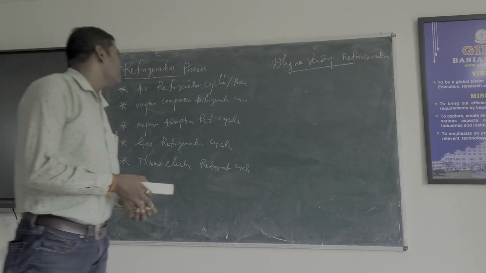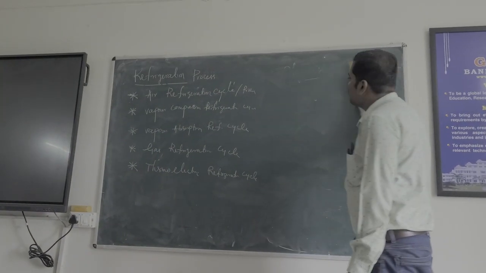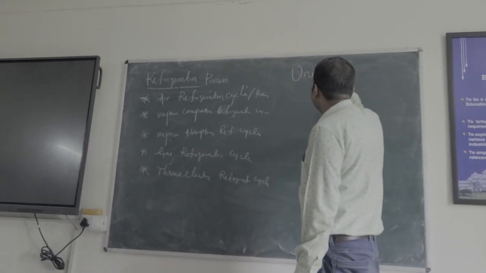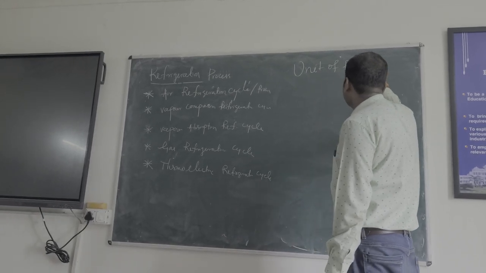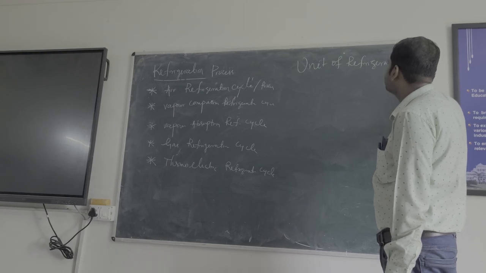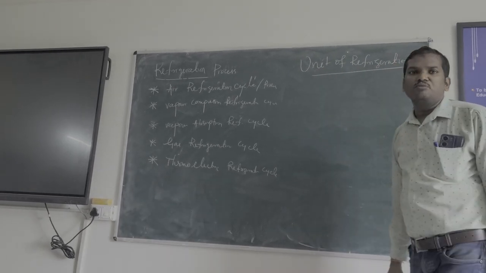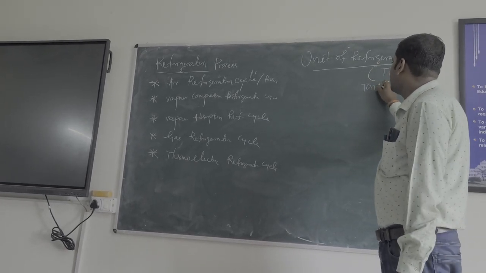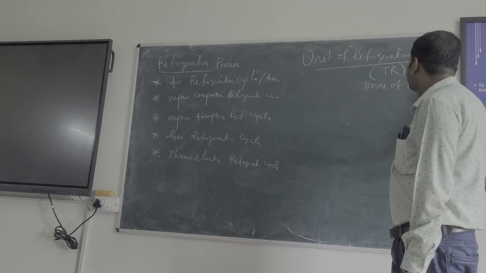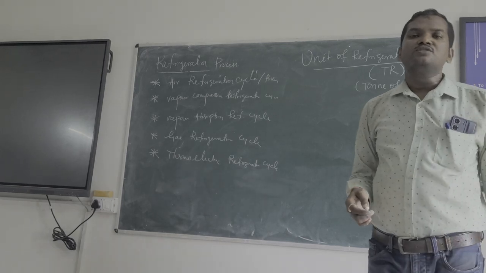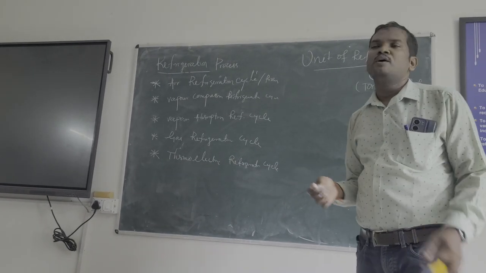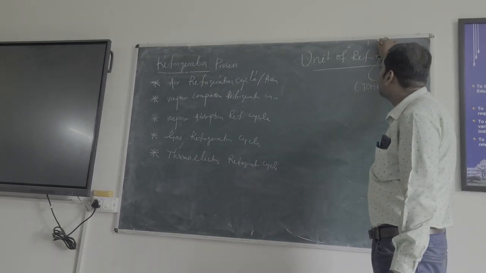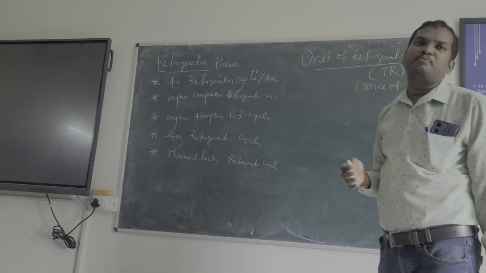Before we go into the various thermodynamic cycles, we have to know what the unit of refrigeration is. One of the most important terms is the unit of refrigeration, the unit in which we measure refrigeration. Basically, the unit of refrigeration is known as TR, that is, ton of refrigeration. So what is a ton of refrigeration? Very simple. When we buy a refrigerator or air conditioner, it is written 1 ton, 1.5 ton or 2 ton. These are the units of refrigeration.